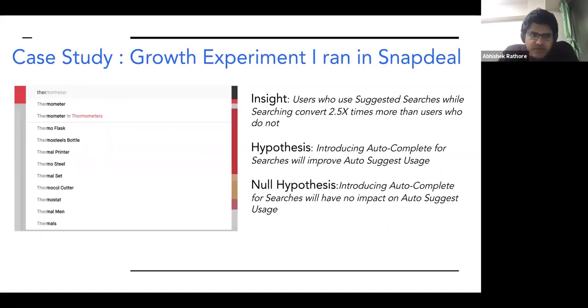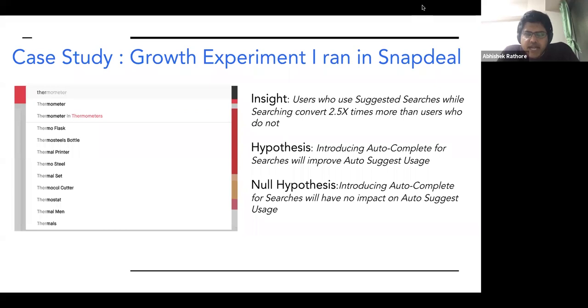So I want to share this case study, which is a real-life experiment that I ran during my experience in Snapdeal, and I won't be sharing the exact real numbers, but it will give you an idea about what I wanted to do and how you should run valid scientific experiments.